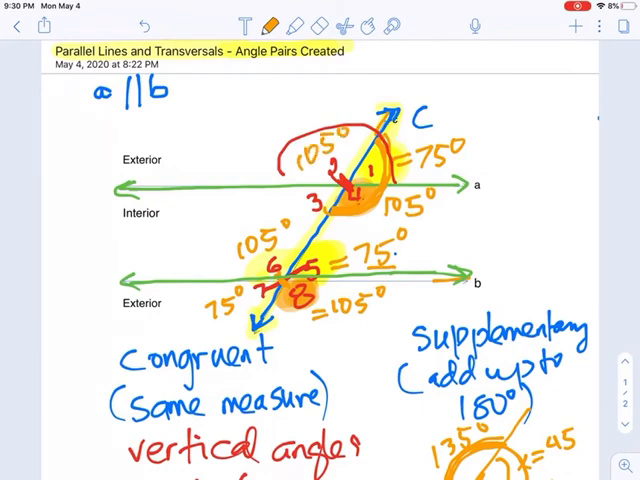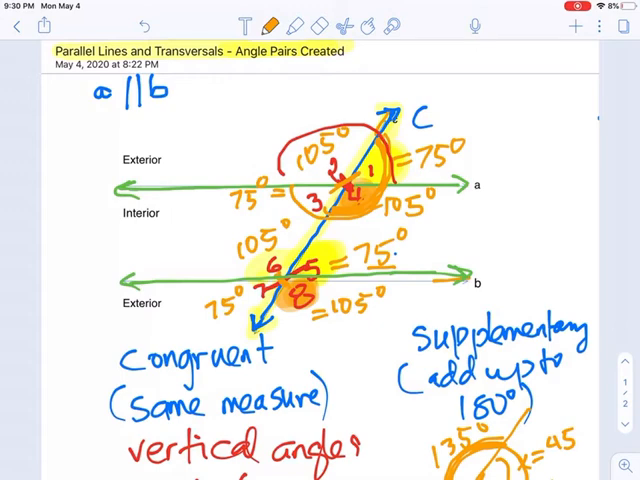All right, I can also find 3 by using my linear pairs. I know that 3 and 4 add up to 180, but I also know that 3 is vertical to 1, so 3 is 75 degrees. See, I have found all these angle measures, but there's something that I need you to also see.